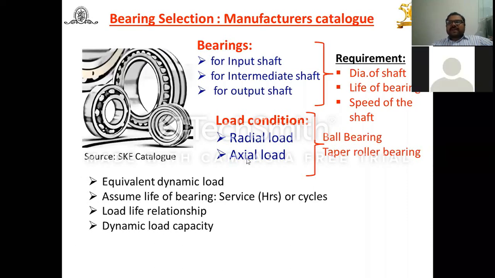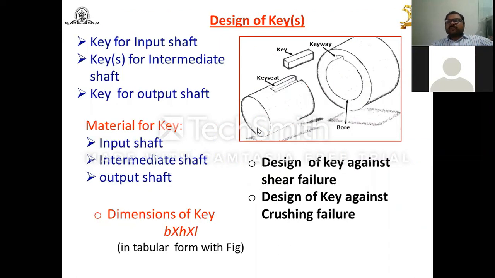Now, this is about the bearing. Again, input shaft, separate bearing, output shaft, intermediate shaft. But sometimes when you are going for a bevel gear, a helical gear, or a worm and worm gear, you will find the thrust load plays an important role. Because of that, sometimes a single deep groove ball bearing is sufficient to take that axial load. You have to check it for that.